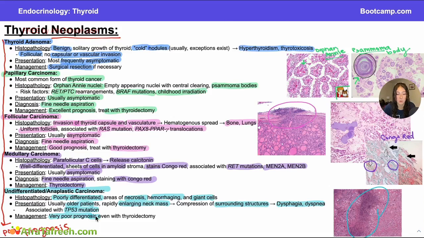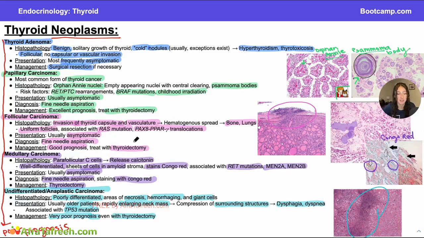Undifferentiated anaplastic carcinoma has a very poor prognosis, and that should make sense to you, right? Because if we have an undifferentiated cancer, it's usually going to be more malignant, and certainly it is in this case. Even with thyroidectomy, this has a pretty poor prognosis, and it's definitely going to be the most dangerous type of thyroid cancer that we have talked about. I know that was a lot of information.